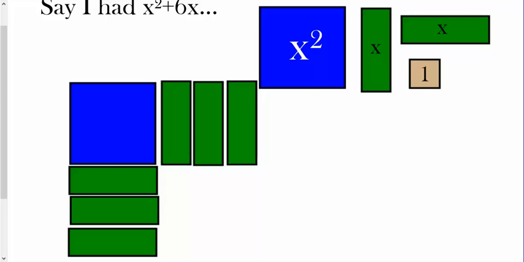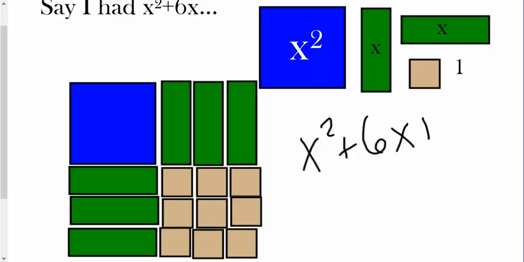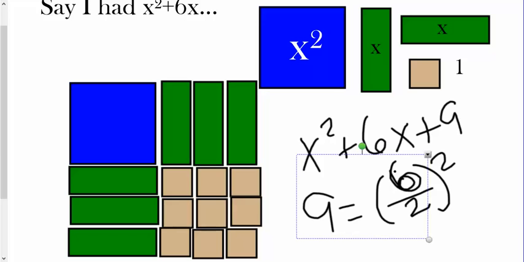To do that, see how I had to divide my b by 2, because I'm trying to make a square? That means I'm going to need to add all of these single 1 units to fill it in. That's why the number b divided by 2 is going to be squared. I divided that 6 by 2, which gave me 3, and then 3 squared is 9. So if I were to complete this square, I would have x squared plus 6x plus 9, because 9 is equal to 6 divided by 2, squared. Okay? Let's try another one.